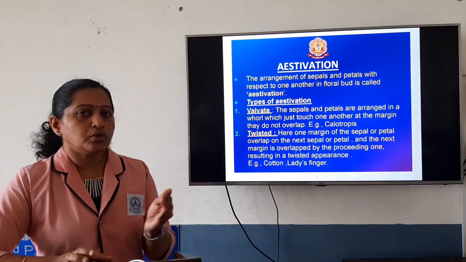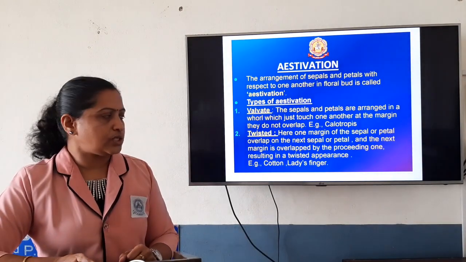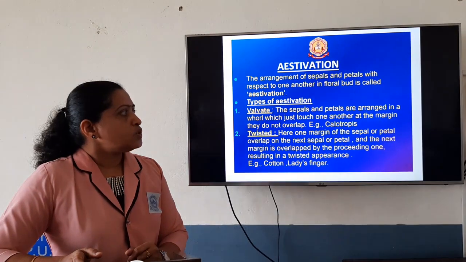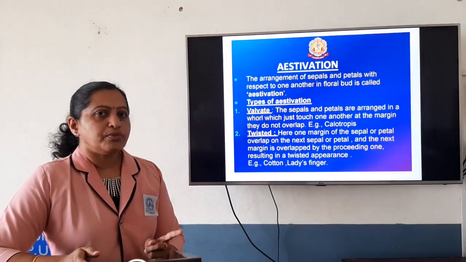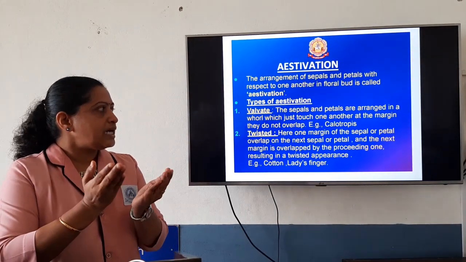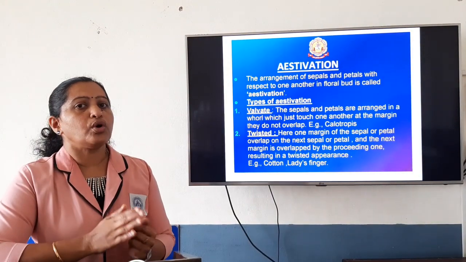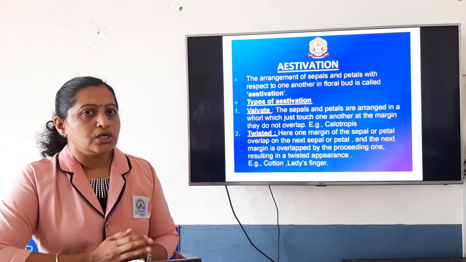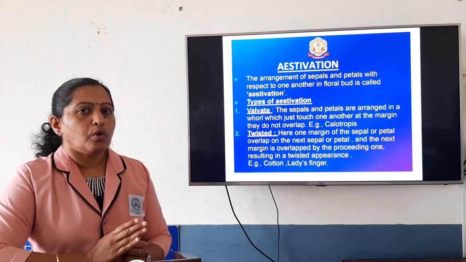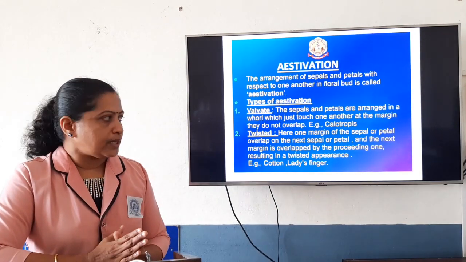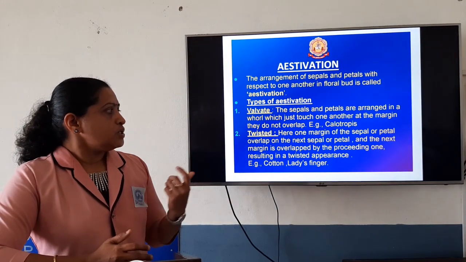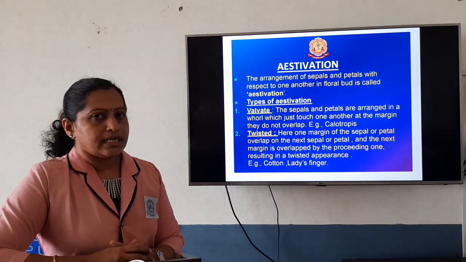So we'll go through different types of aestivation now. First we'll see what is valvate aestivation. Valvate aestivation is the arrangement of sepals or petals in such a way that they just touch each other but do not overlap with each other. Such an arrangement of sepals and petals, where there is no overlapping, is known as valvate aestivation. Okay.